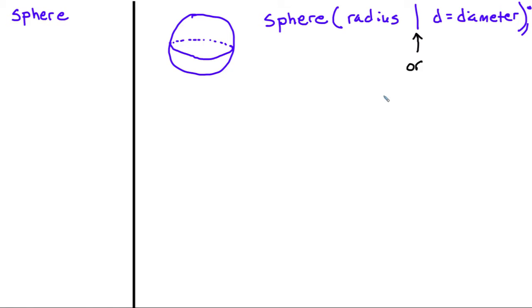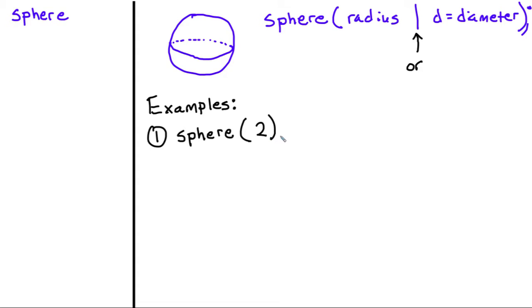That means or. So you have 2 things that you can put in. Here are some examples. So we'll label these. These are examples. Examples are my favorite. Okay, I'm glad they are. So examples. Sphere. 2.